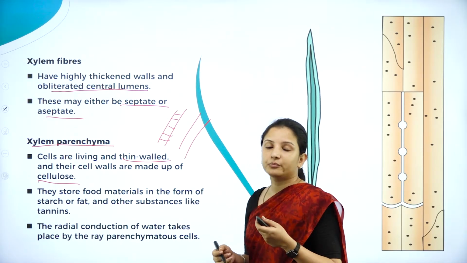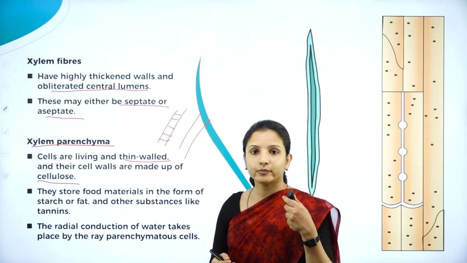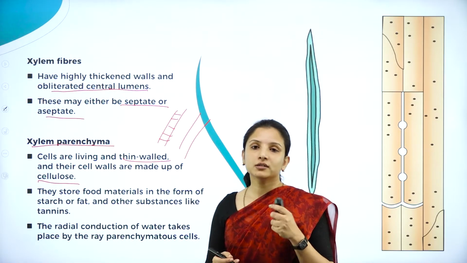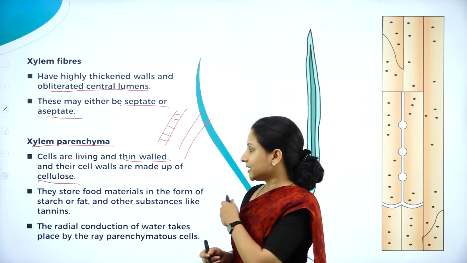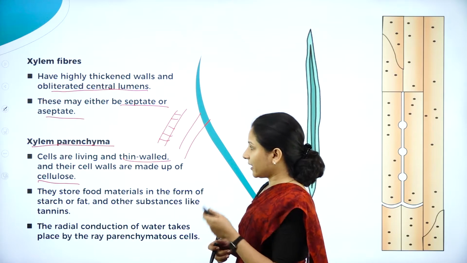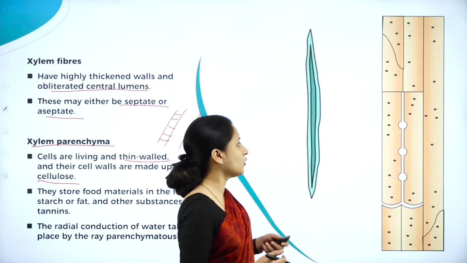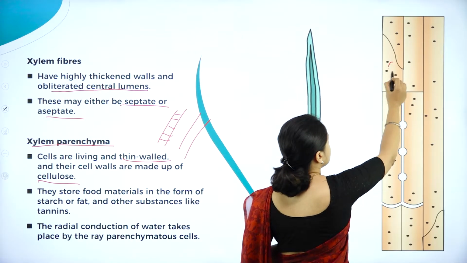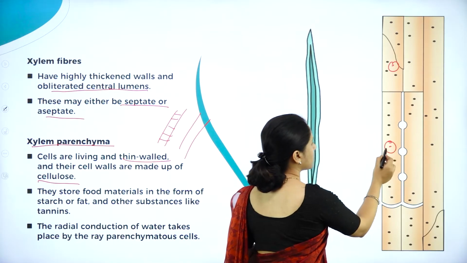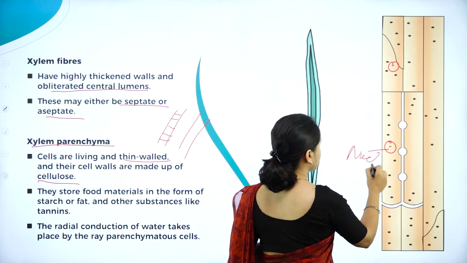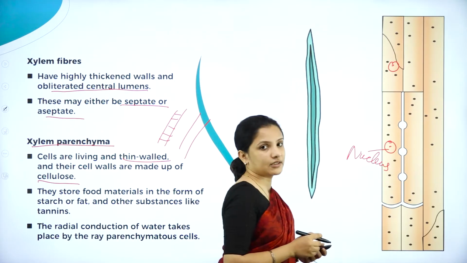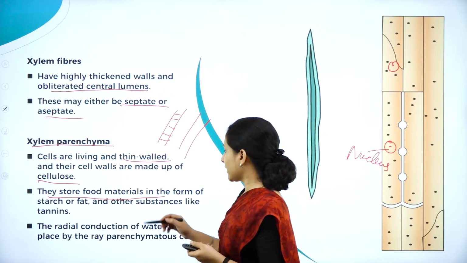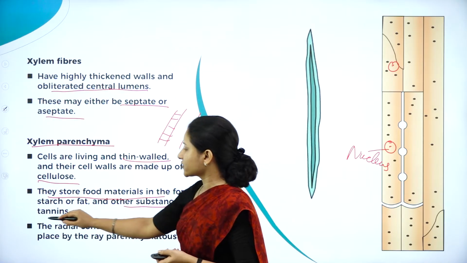When talking about simple tissue, I told you about parenchyma, wherein I mentioned that parenchyma have a thin wall covered by cellulose. Similarly here, xylem parenchyma also have cellulose in their wall. These xylem parenchyma are somewhat elongated and have a cytoplasm. They have a centrally located nucleus. They store food materials in the form of starch or fat, and also store other substances such as tannin.